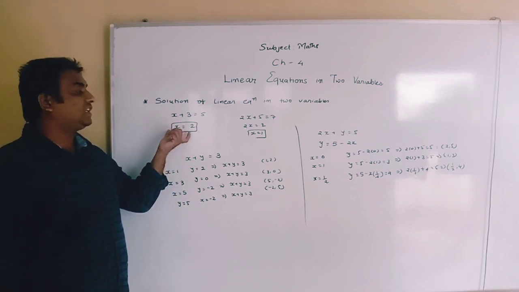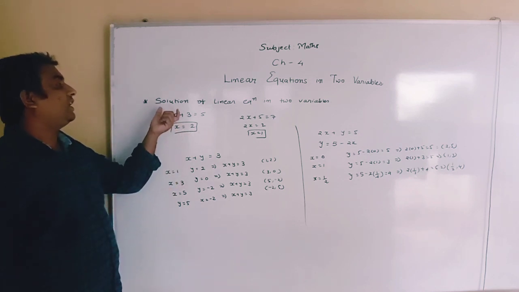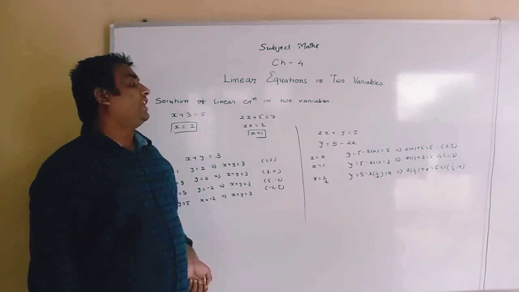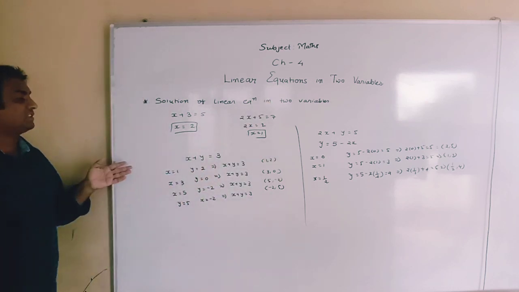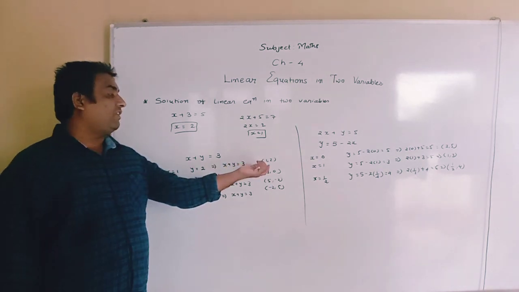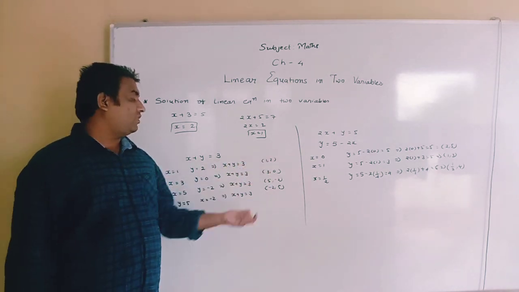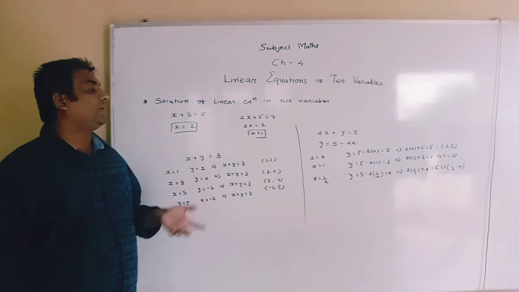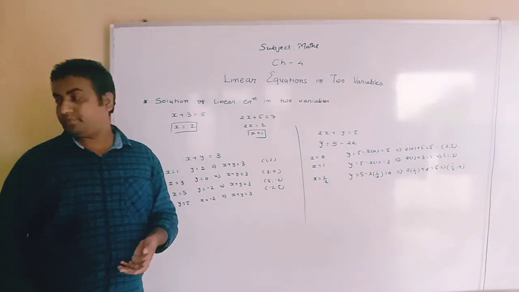And so we can say that a linear equation in one variable has only a single solution, but a linear equation in two variables does not have a single solution. It has many pairs of x and y values which solve the equation, and so it has infinitely many solutions.